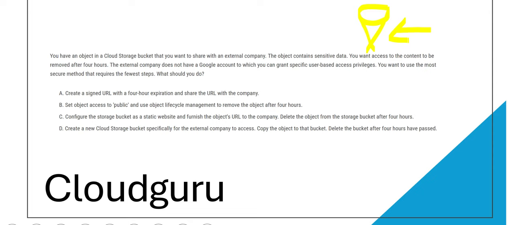So the object contains sensitive data like your credit card number or maybe customer number details. If you sell this customer data to someone, that can happen and that is not good. So you want access to the content to be removed after 4 hours. You just want to give temporary access for 4 hours so that they only get this access to get their work done. That's all.